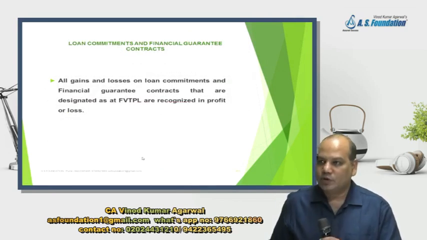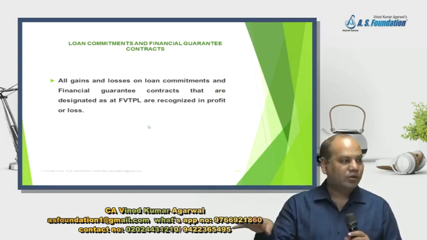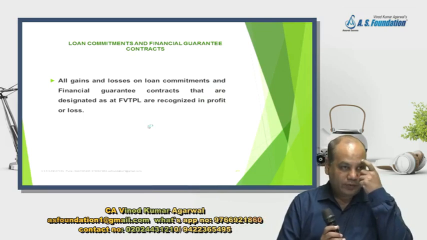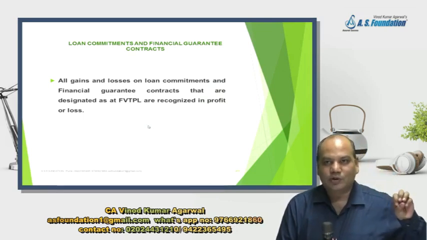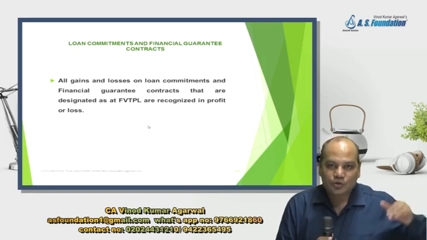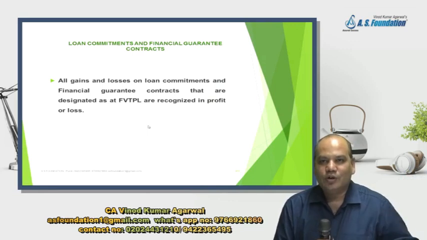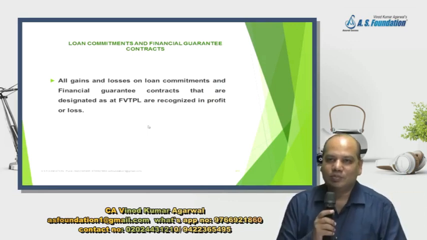This paragraph is for theory, don't worry. Otherwise, if they ask you a question, remember all these things. Fair value, normally P&L account. If it is attributable to change in credit risk, OCI. But if by showing in OCI it increases or creates an accounting mismatch, then again you show it in the P&L account.